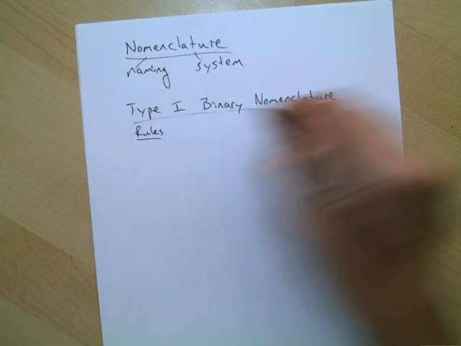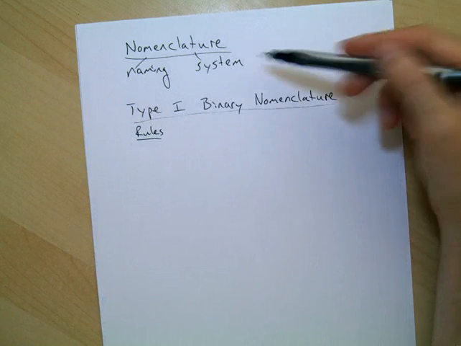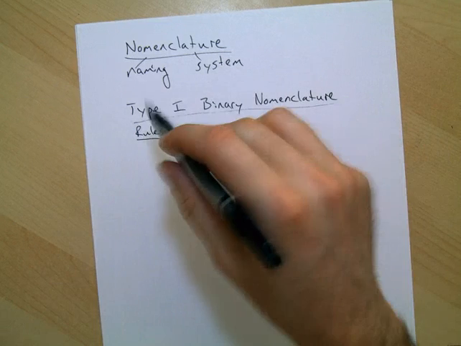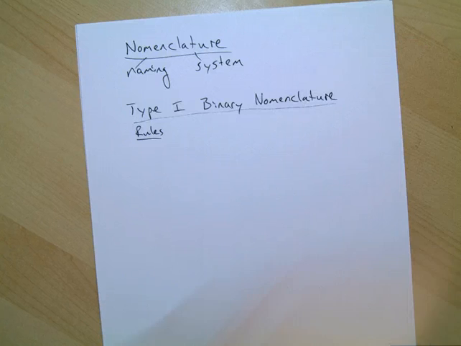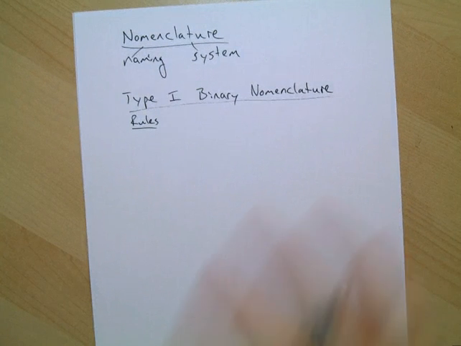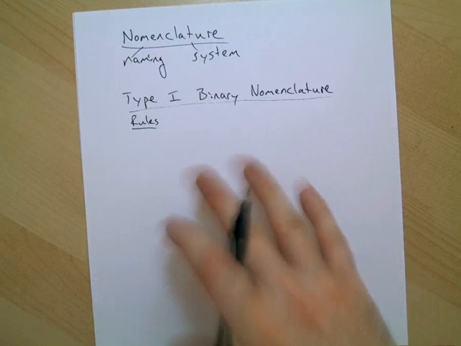And we're going to start off with the most simple type of naming, which is type 1 binary. Binary means, of course, there are only two elements we're dealing with. And type 1 just means it's the beginning type of naming system. So these rules are a lot like learning a language. There are no adjustments to these rules beyond what I'm giving you.